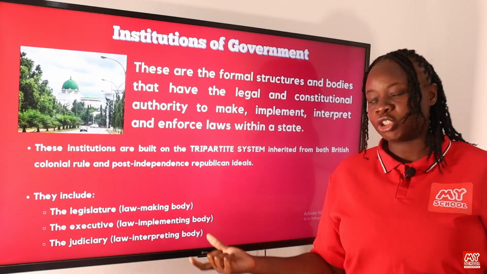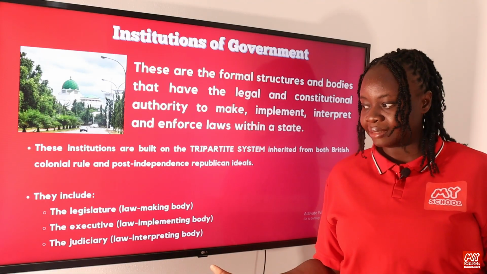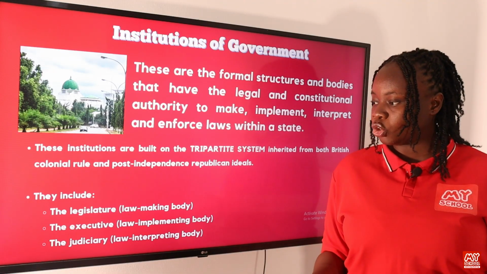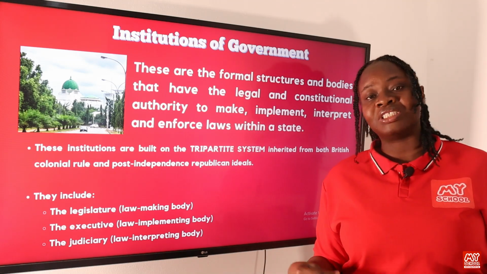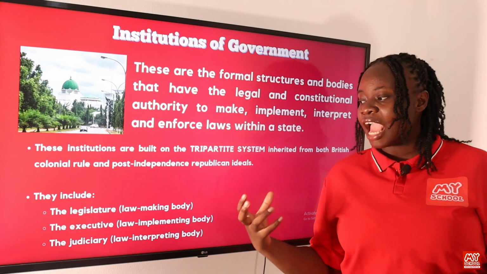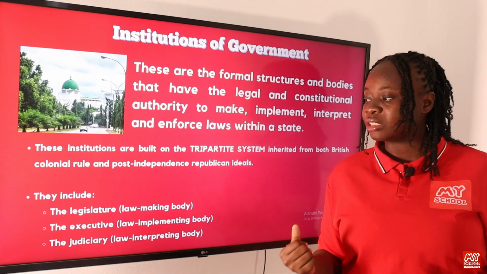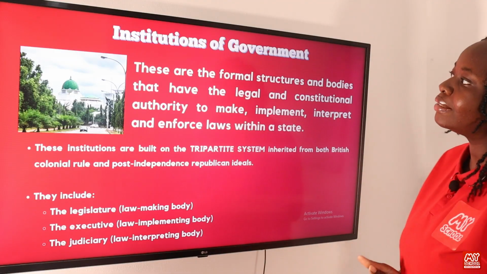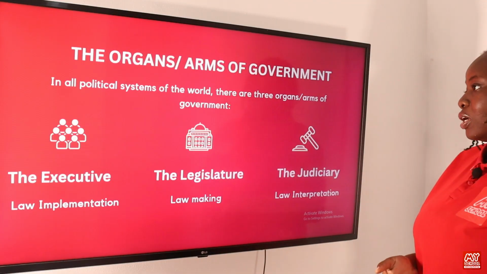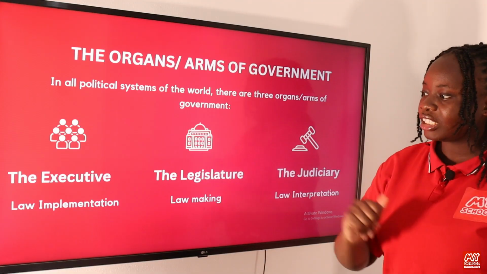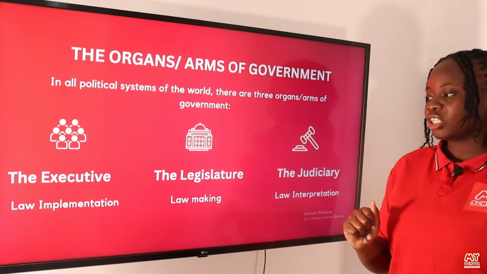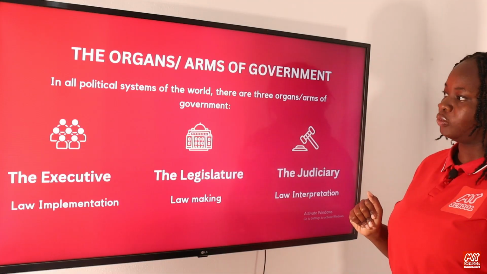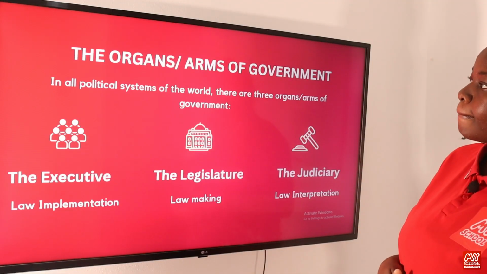The legislature is responsible for making laws. They are the law-making body. The executive is responsible for implementing those laws that have been made by the legislature, while the judiciary is responsible for interpreting those laws, ensuring that everybody abides by the laws that have been made and implemented by the legislature and the executive. Now let's move on to the next slide. All right, so here are the three organs of government. Like we said earlier, the executive is responsible for implementing the law, the legislature is responsible for lawmaking, and the judiciary is responsible for the interpretation of the law. Let's move on to the next slide.